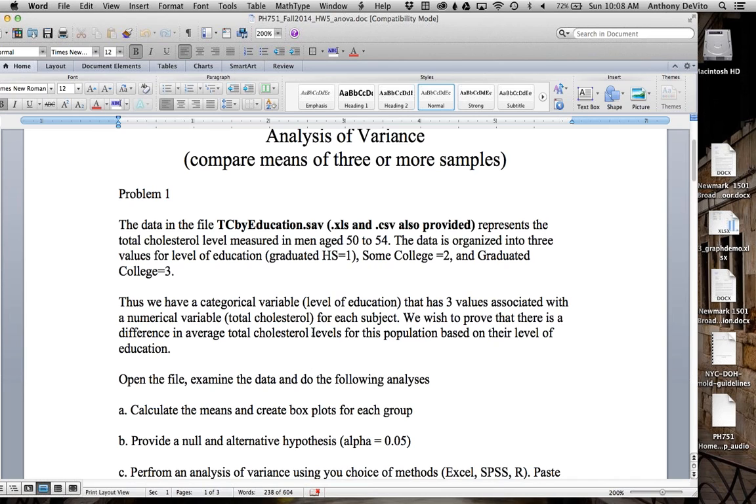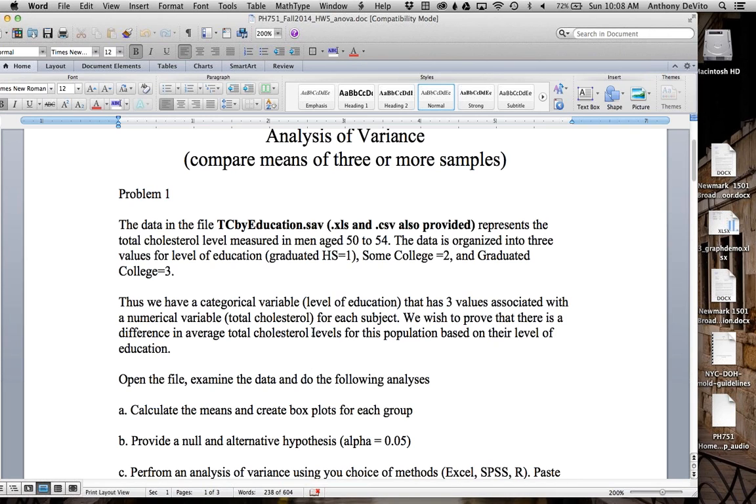For instance, if I were going to compare heights of males and females, I'd have two variables. I'd have the gender, whether the person is male or female, and a numerical variable, which is their height in, say, centimeters or inches. So when I compare the mean height for males versus the mean height for females, I'm only going to have two means to compare. And when I have two means to compare, I know I use the t-test.